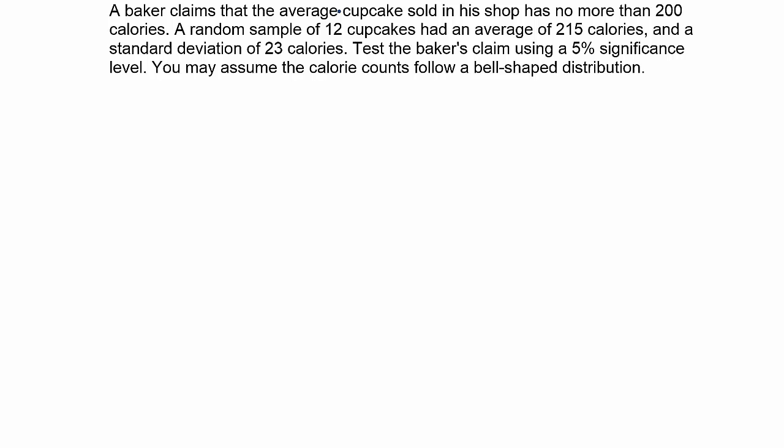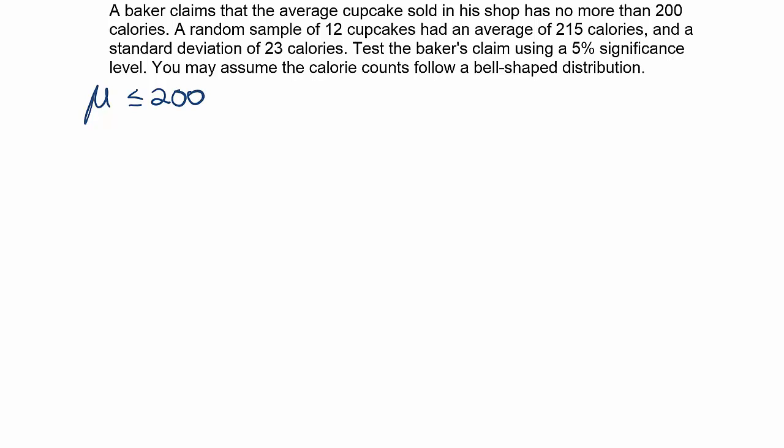Okay, so let's start with the baker's claim. He says no more than 200 calories. How would you describe that as a claim with symbols? If it's no more than, it means the mean is less than or equal to 200.